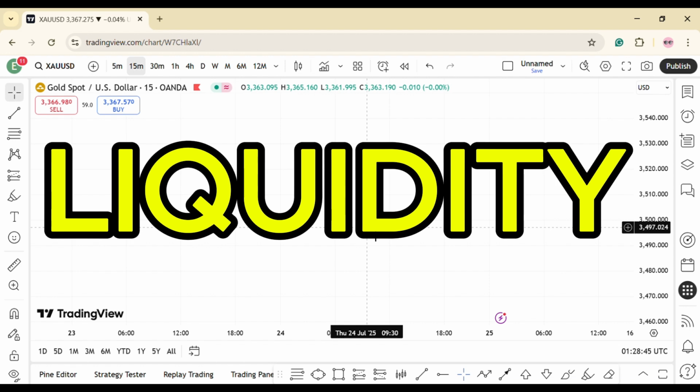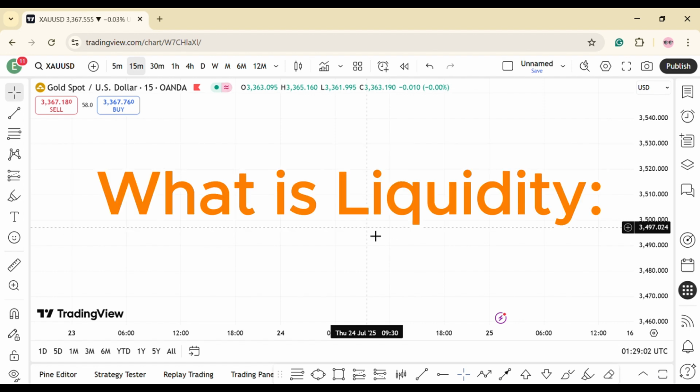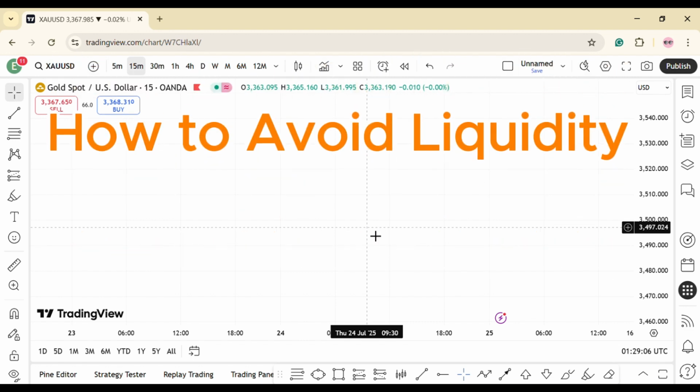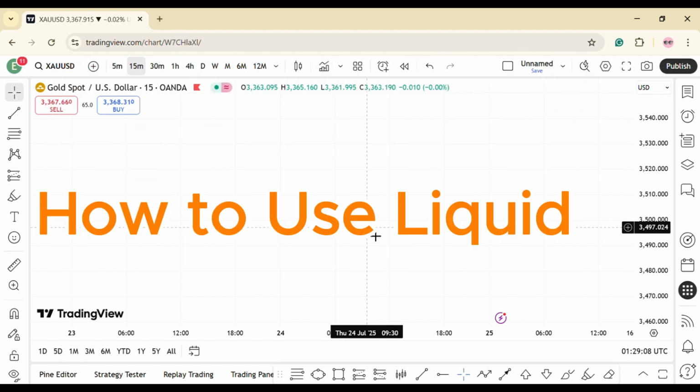I will be explaining liquidity in the simplest terms so you understand liquidity like never before. Just give me your attention, okay? At the end of this class, you will understand what liquidity is, how to identify liquidity, how to avoid liquidity, and how to use liquidity to your advantage.